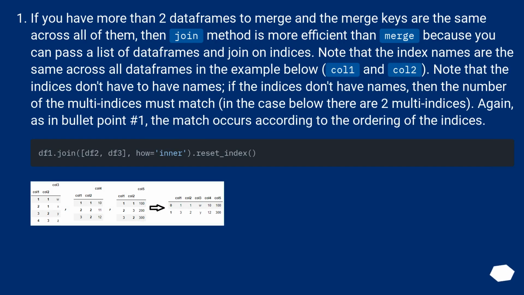If you have more than 2 data frames to merge and the merge keys are the same across all of them, then the join method is more efficient than merge because you can pass a list of data frames and join on indices. Note that the index names are the same across all data frames in the example below, call1 and call2. Note that the indices don't have to have names. If the indices don't have names, then the number of the multi-indices must match. In the case below there are 2 multi-indices. Again, as in bullet point number 1, the match occurs according to the ordering of the indices.